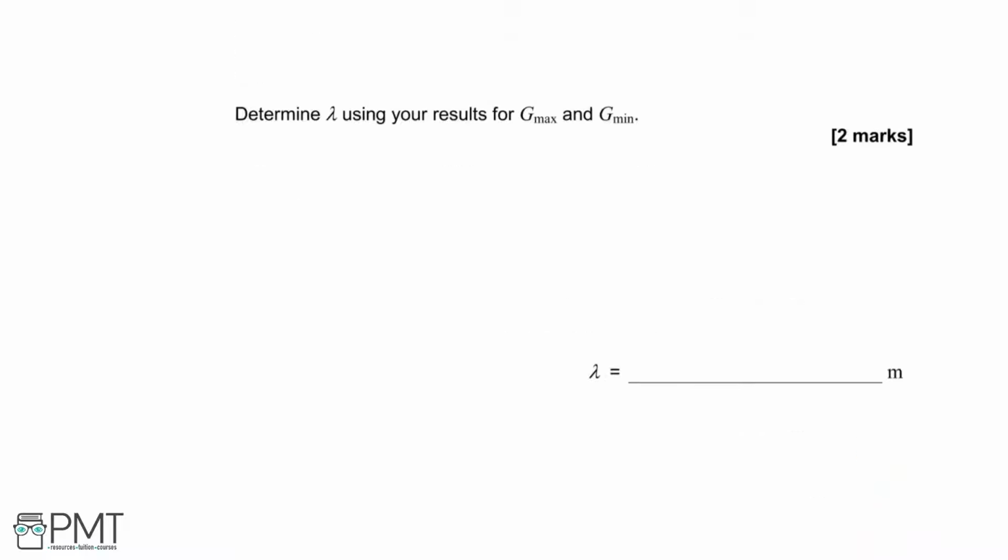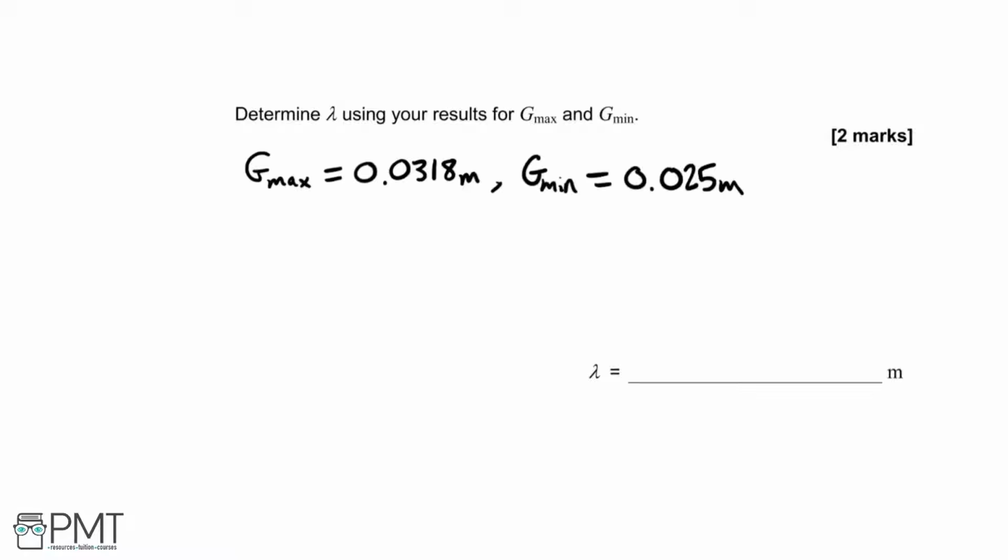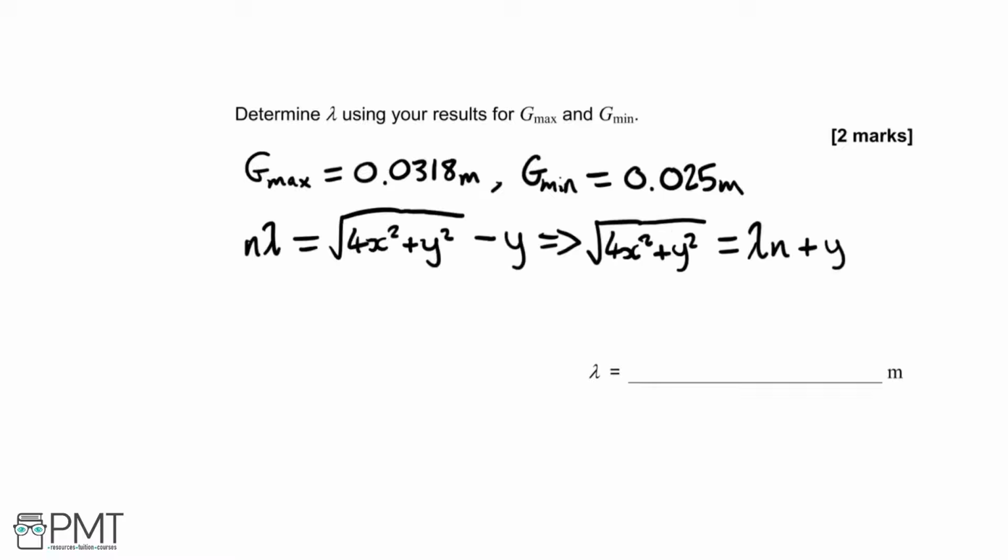Determine lambda using your results for Gmax and Gmin. Let's first of all write down the unrounded values of Gmax and Gmin. Now we're going to use those shortly, but let's first of all write down the equation that we had in the first place, and we'll see if we can turn that into a straight line equation. Now, according to our graph, the y values, or the values on the y-axis, are the square roots of 4x squared plus y squared values. And on the x-axis, we've got the n values.